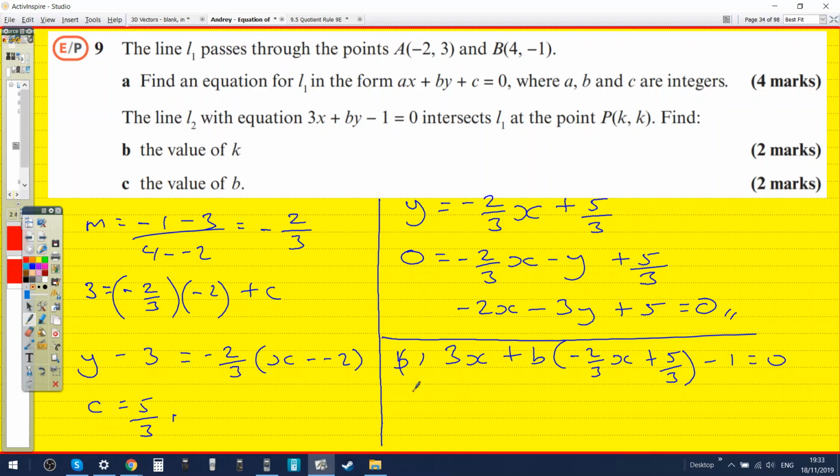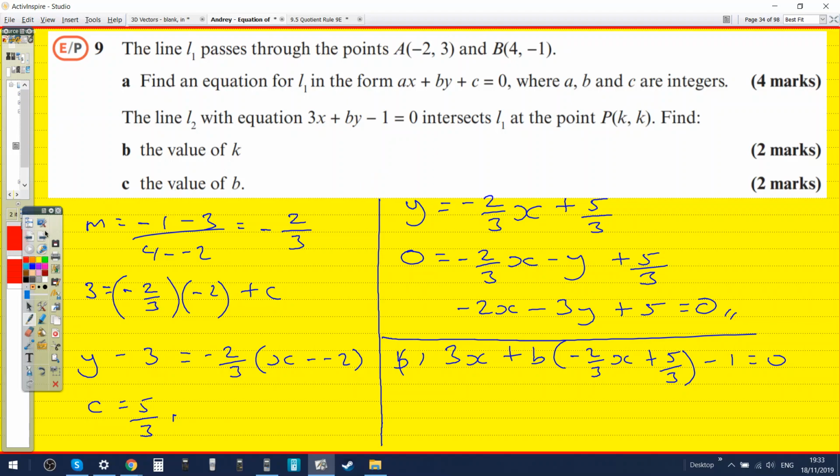So the solution for that would be equal to k. That's a lot of stuff for 2 marks. I'm going to take your word for it on your one. So that's question 9.